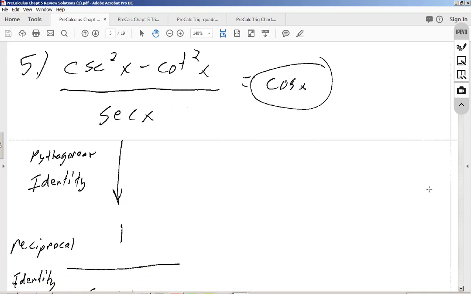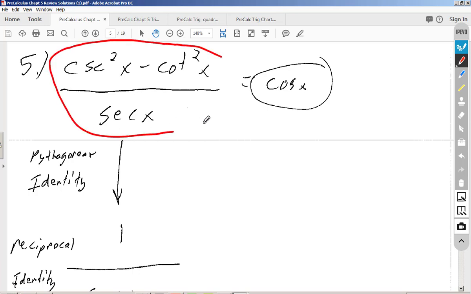Let's take a look at number 5. So number 5, it says verify the identity. So in this case, we know we're just going to work with this left-hand side. We've got to show that it equals the right-hand side. So we're just going to work with this. So remember, when we're verifying identities, they already give us the answer. The answer to this is the cosine of x. We've got to go ahead and show that that's what it equals.